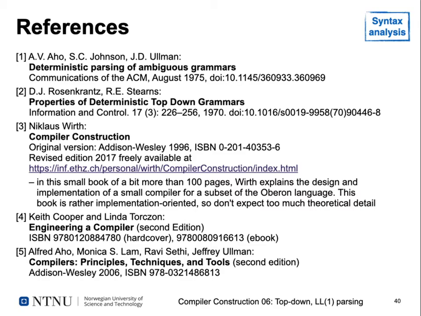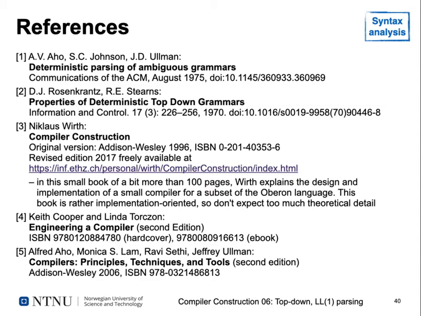So here's a list of references for this lecture. If you want to dig deeper, you're always welcome to do this. So Aho and Ullman, two of the authors of the Dragon compilers book, wrote a paper on deterministic parsing of ambiguous grammars already in 1975. There's a paper on properties of deterministic top-down grammars, which is even older. This book by Niklaus Wirth on compiler construction, the 2017 edition, is freely available there. It's a bit more than 100 pages.